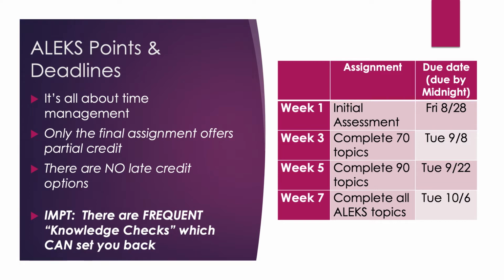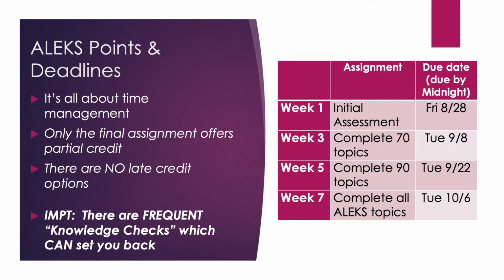At the beginning of week 3, Tuesday, September 8th, you will need to complete 70 topics. Many of you will have already completed 70 topics from your initial assessment and won't have to worry about this. Even if you had 70 topics and dropped down, so long as you've hit 70 topics at one point, by Tuesday, September 8th, you will receive full credit for this assignment. At the beginning of week 5, you need to be up to 90 topics. Again, maybe you're already there.